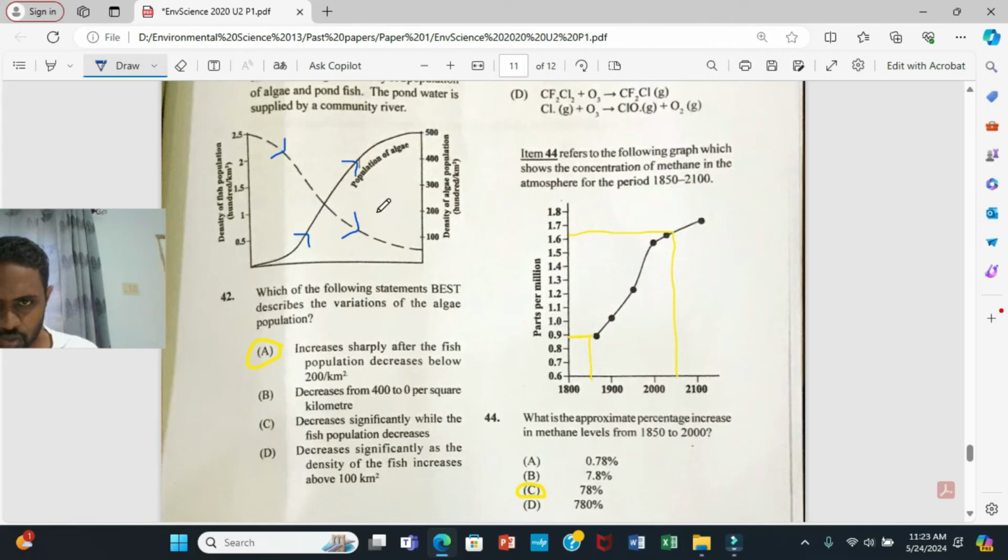So this is the 200 mark for the algae right here. Now, once you go above 200, you can see where the algae line here is going up. Alright, so the answer is A.